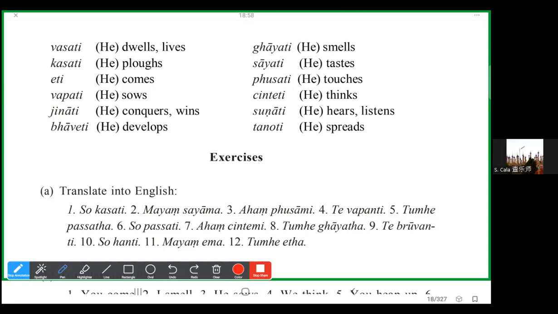It's not sa. If I write sa, then it's she. If this is only so, it is he. Like so bagawa. So it is so, you know. Okay, second person. So next person.